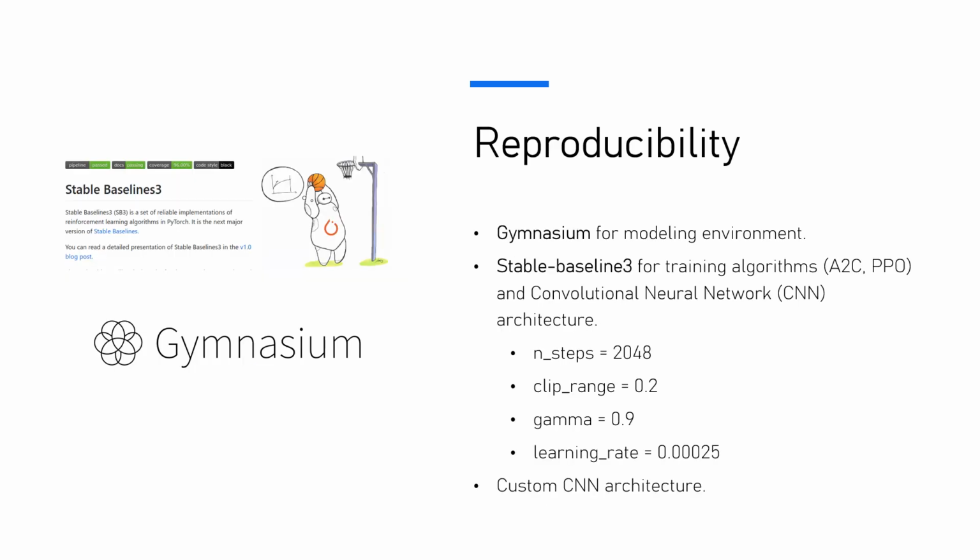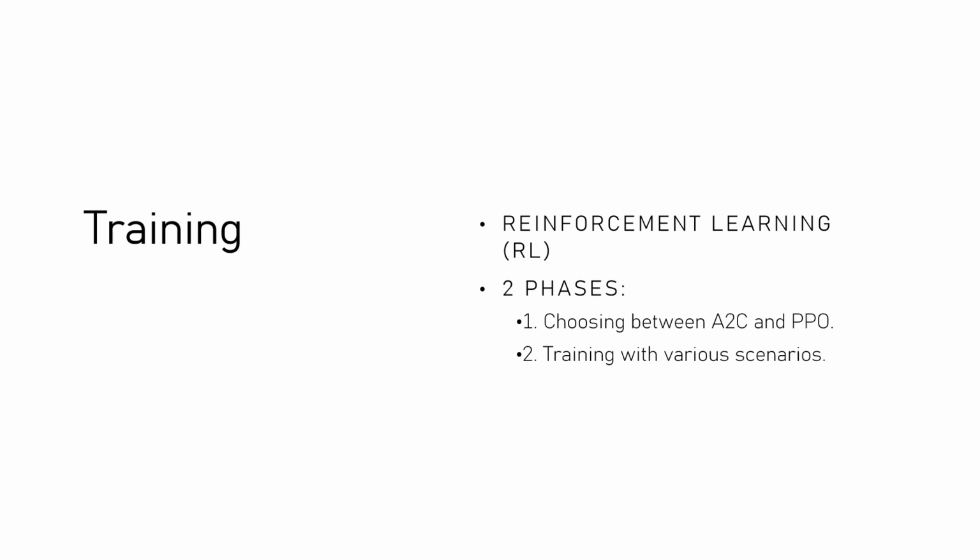We set up our environment using Gymnasium and train our model using Stable Baselines 3 for the A2C and PPO algorithm. Later on, we also use our own custom convolutional neural network instead of the default one by Stable Baselines 3. Due to the large state space of the game, we use reinforcement learning to train the AI.